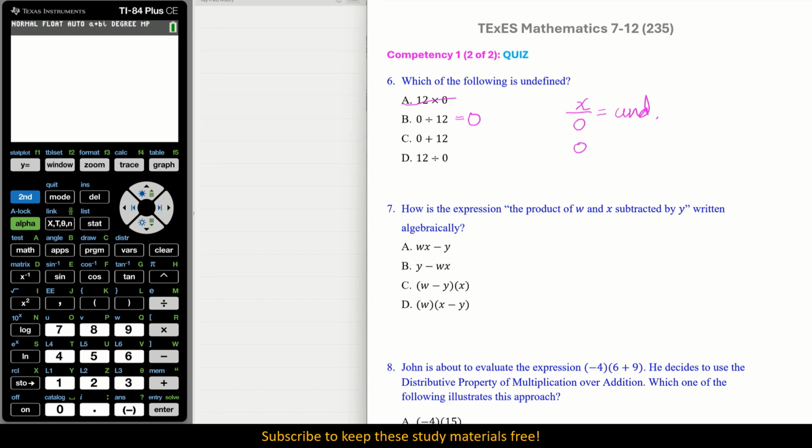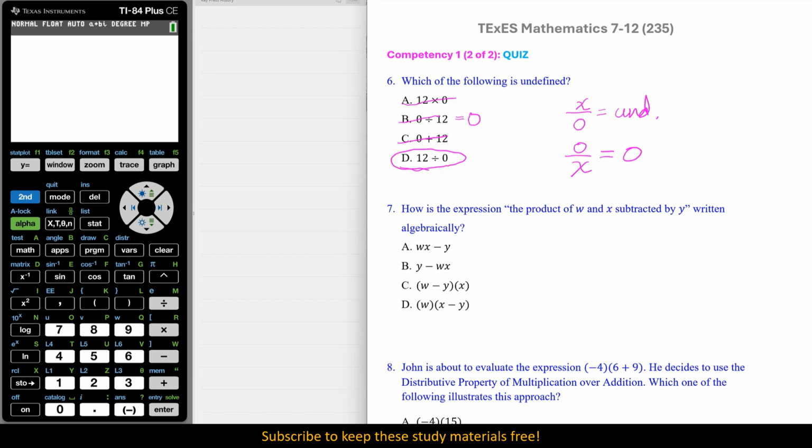Okay, but if I have 0 divided by x, that's going to equal 0. Okay, you just have to know the properties. Okay, so C will not work. B isn't going to work. C is addition, so can't use that. D obviously will be what we need.